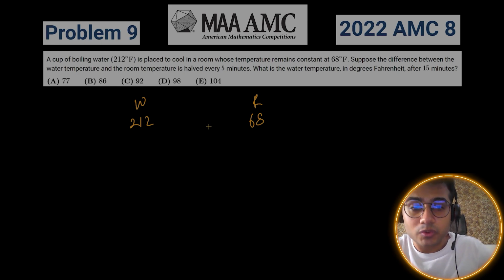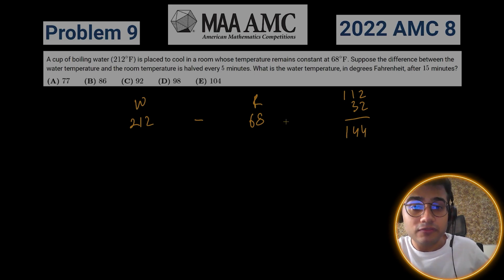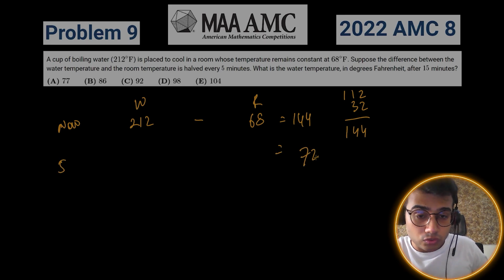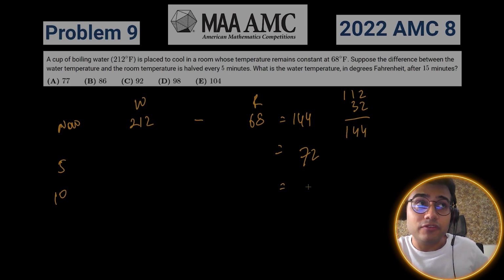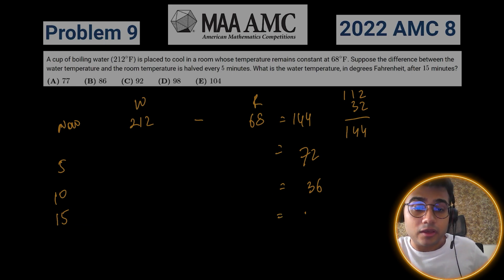What is their difference right now? So 212 minus 68 is going to be 144. So their difference right now is 144. After 5 minutes, it's going to halve, so it's going to become 72. And after 10 minutes, it's going to halve again. Half of 72 is 36. And after 5 more minutes, it's going to halve and become 18.